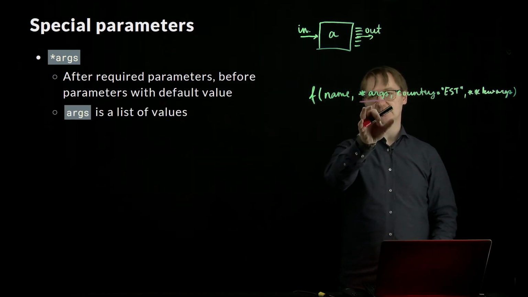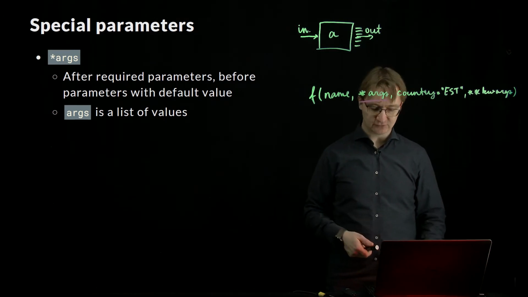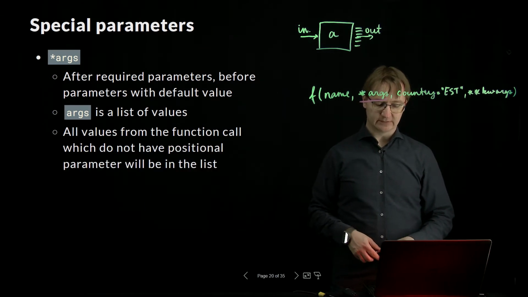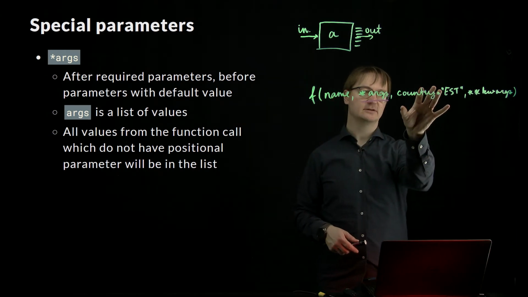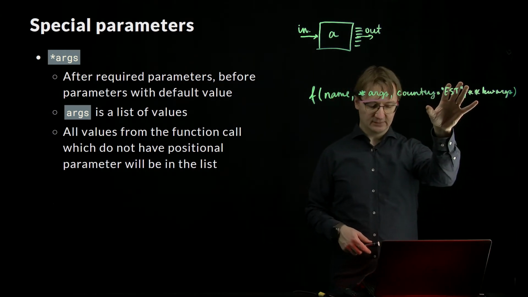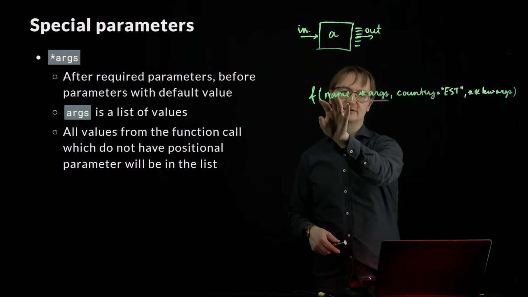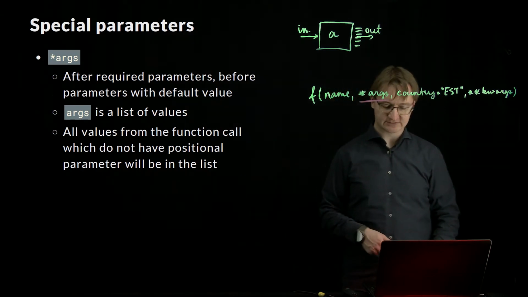The args will be a variable which is a list of values. And all the parameters which are not defined here and are not in this required part will be part of this list. Let's see in an example how it works.